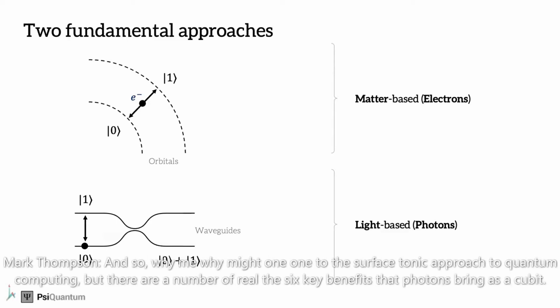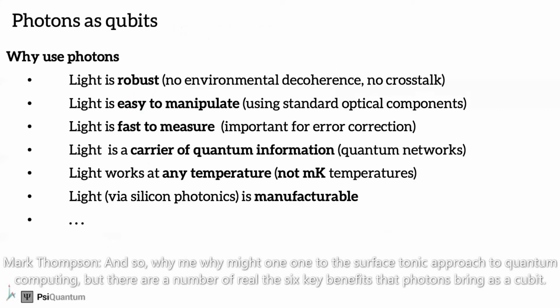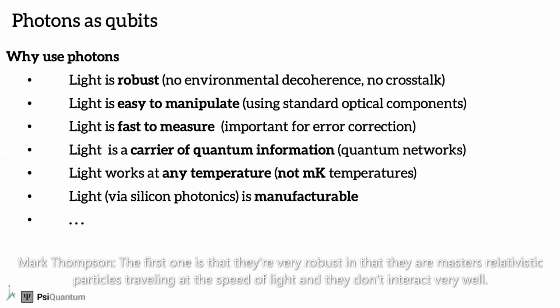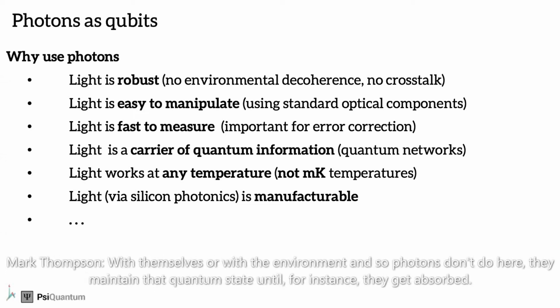And so why might one want to pursue a photonic approach to quantum computing? Well, there are a number of key benefits that photons bring as a qubit. The first one is that they're very robust, in that they are massless relativistic particles traveling at the speed of light, and they don't interact very well with themselves or with the environment. And so photons don't decohere, they maintain their quantum state until, for instance, they get absorbed.